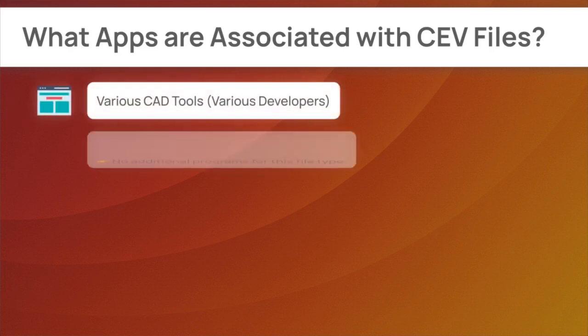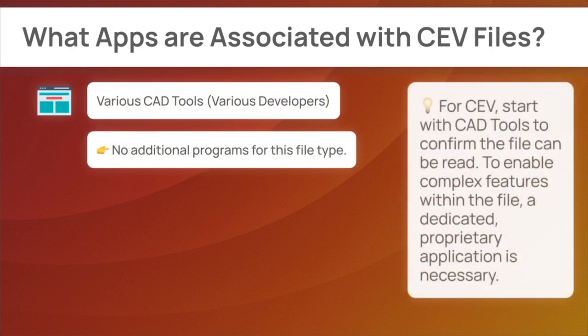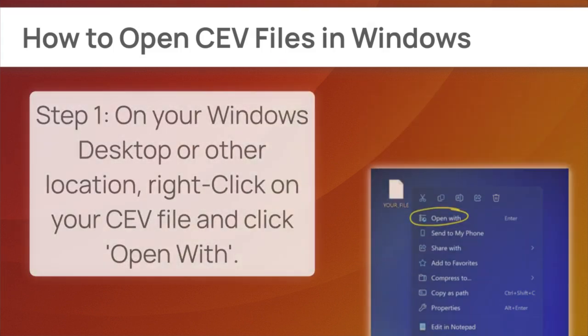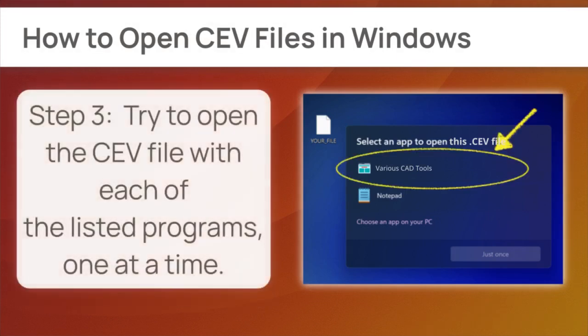For CEV, use CAD tools as your initial compatibility check. The necessary creation and modification tools are not available natively in Windows. Windows doesn't display full design details, so reviewing these files properly requires CAD-capable software. To resolve this, right-click your CEV file and choose Open With. Pick an app that fits the file's category. CAD Tools is a general bucket. Then test other options until it opens.